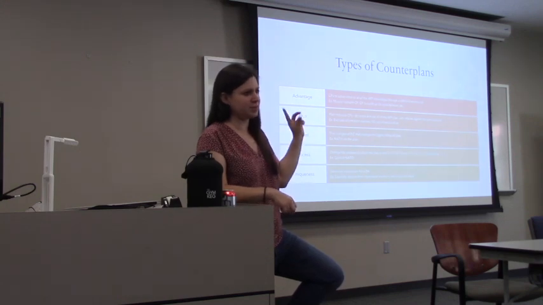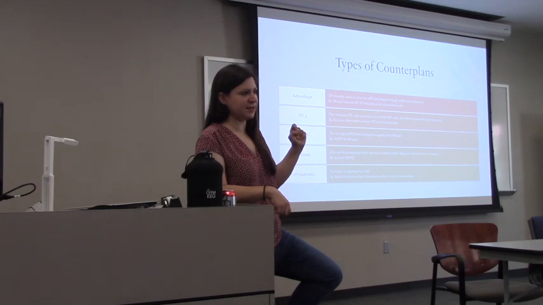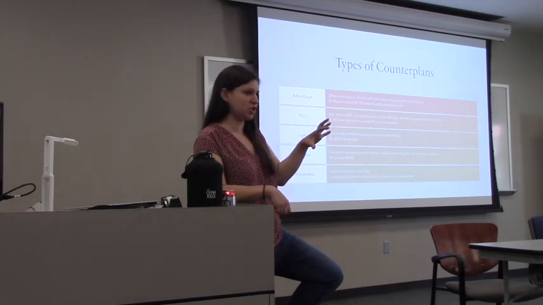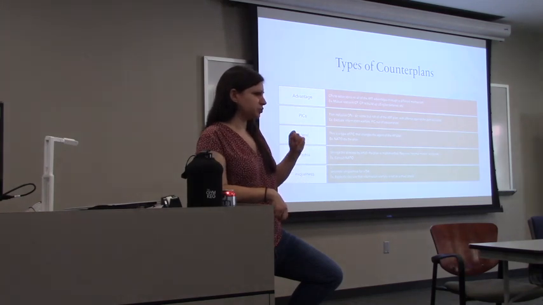Agent counterplans are sometimes considered a type of process counterplan. And so you could read normal means evidence. It's like this would normally be presidential action. We're going to make it congressional action. Does that make sense? Other questions so far?